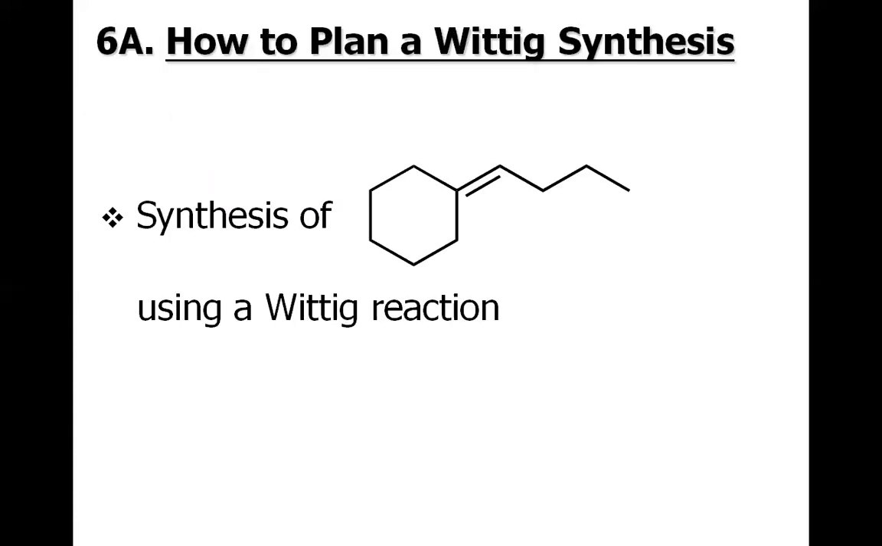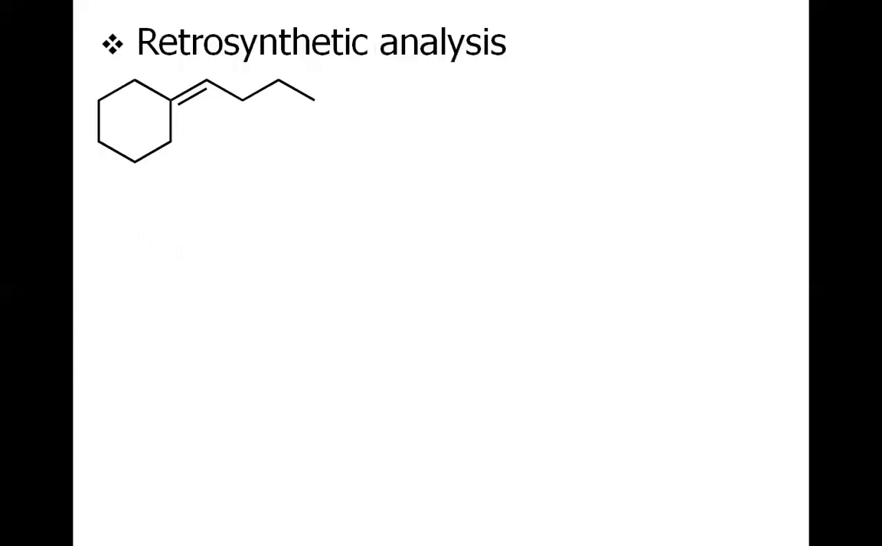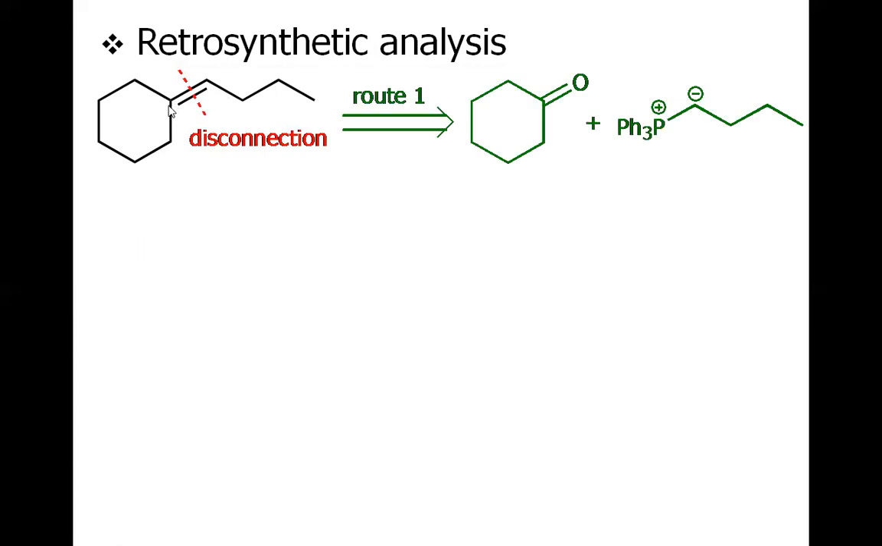Now let's discuss how to plan a Wittig synthesis. Suppose we want to make this olefin, this alkene, using a Wittig reaction. If you cut this carbon-carbon double bond from the middle, you will have two fragments, one fragment on the left hand side, one fragment on the right hand side. If you consider this left hand side fragment to be the positive center, that is the electrophilic center, it will be a carbonyl, that is cyclohexanone, and this carbon will be the negative fragment, that is the negative synthon, the negative ylide in this case.